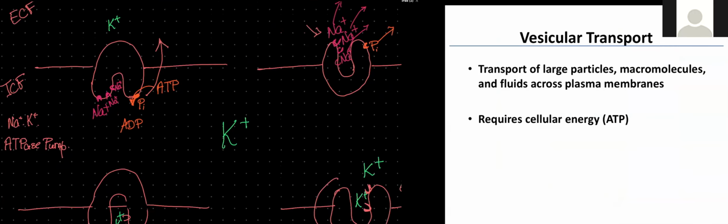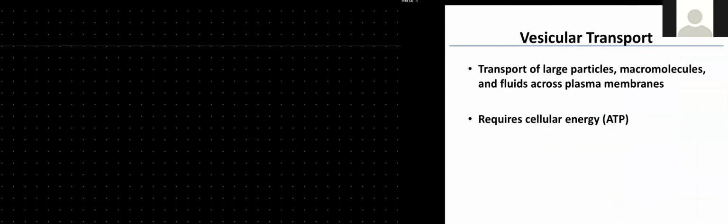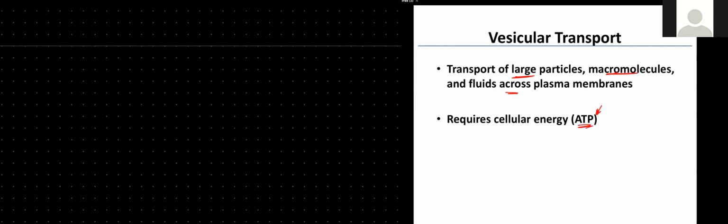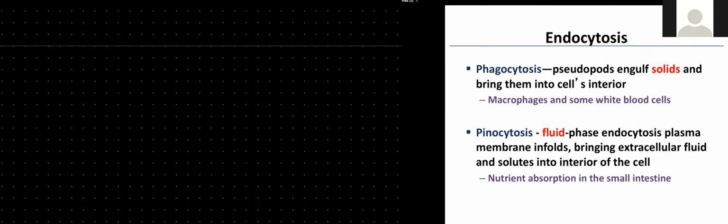All right, so another type of active membrane transport is the vesicular transport. And vesicular transport is going to be classified according to whether I am moving something in or I'm moving something to the outside of the cell. The vesicular transport is going to be mainly concerned with the transport of large particles and macromolecules and fluid across the plasma membrane. This requires ATP, requires energy. That's why we consider it as an example of active membrane transport.